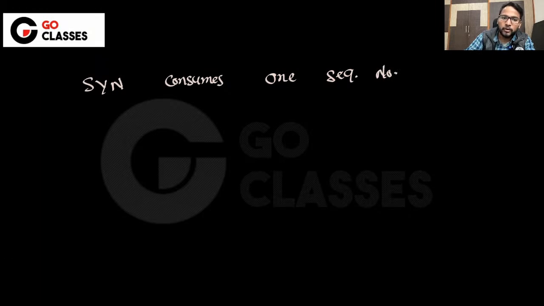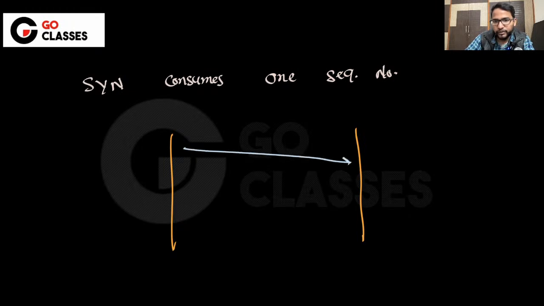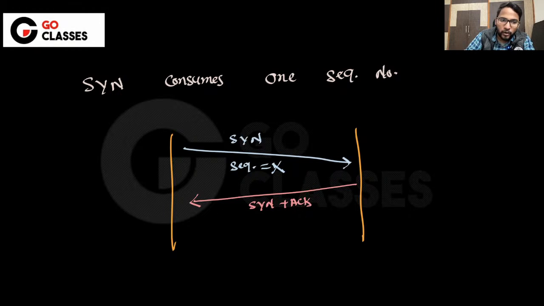Let's talk about the ACK. Now you send some SYN packet which has, let's suppose, sequence number X, and then you send here some SYN plus ACK. Which means you are going to select some sequence number, let's suppose Y, and you are going to expect some ACK which is X plus 1.